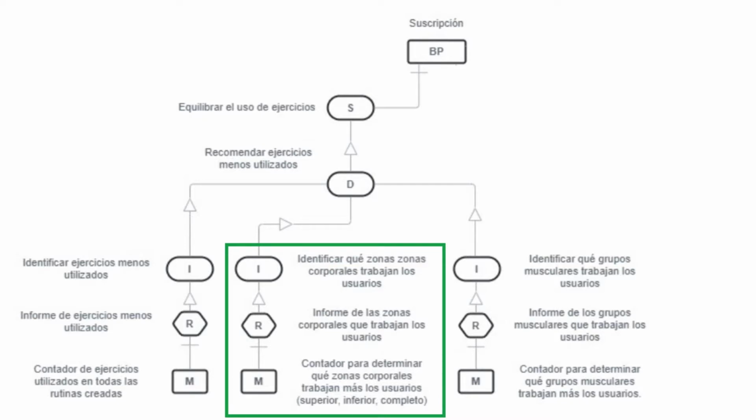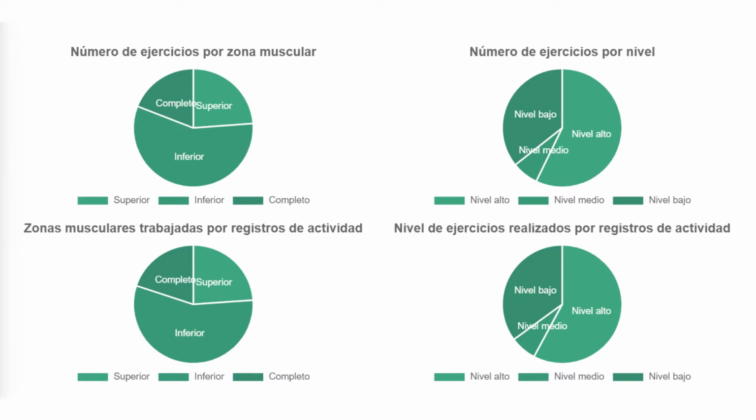The next KPI will consist of identifying the body regions that users work out in their routines, and thus being able to obtain which zones are less frequently exercised, in order to encourage users to train these areas as well.